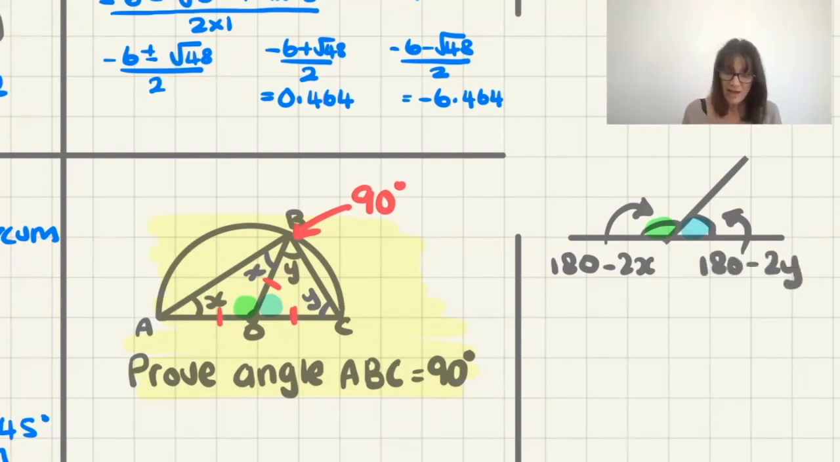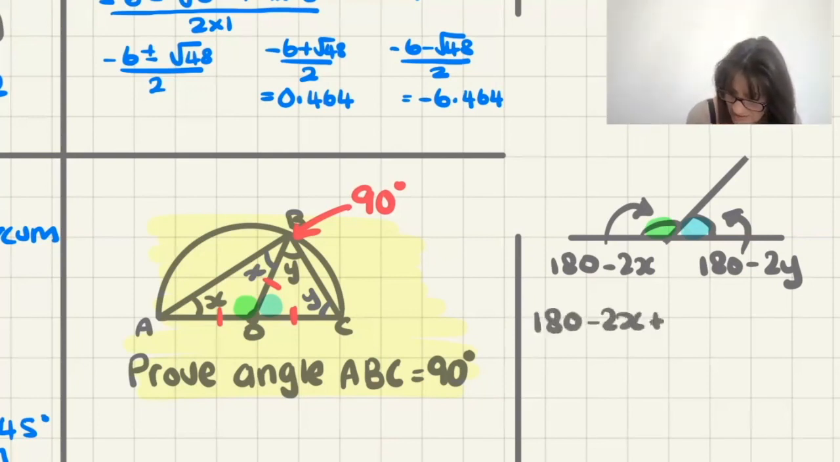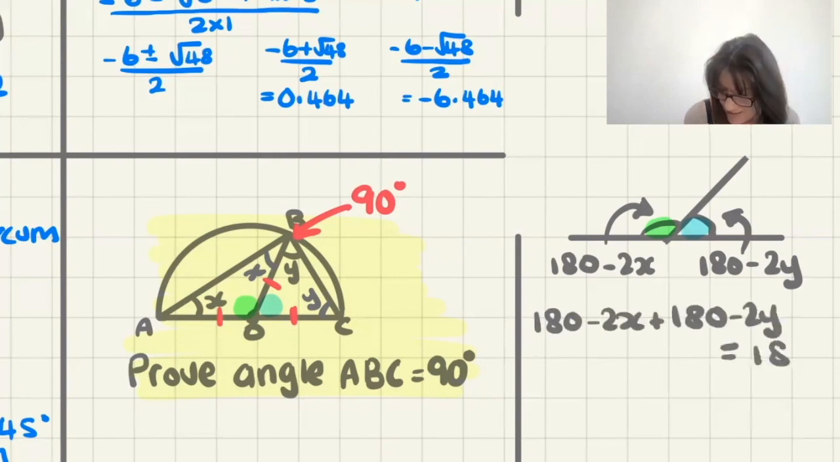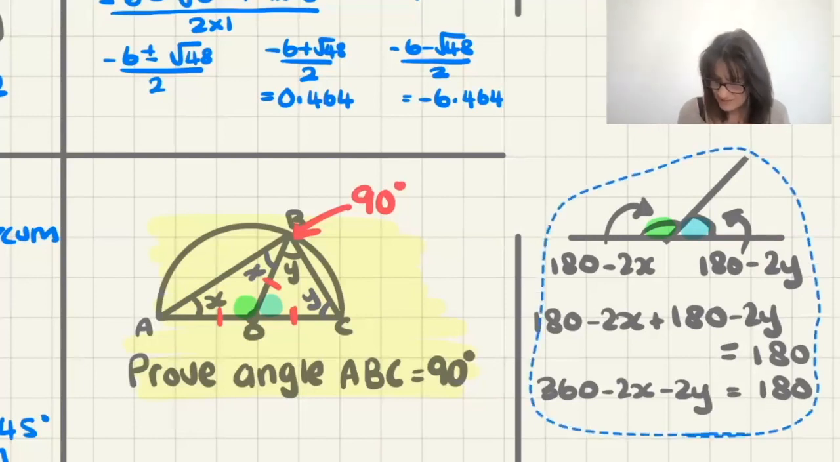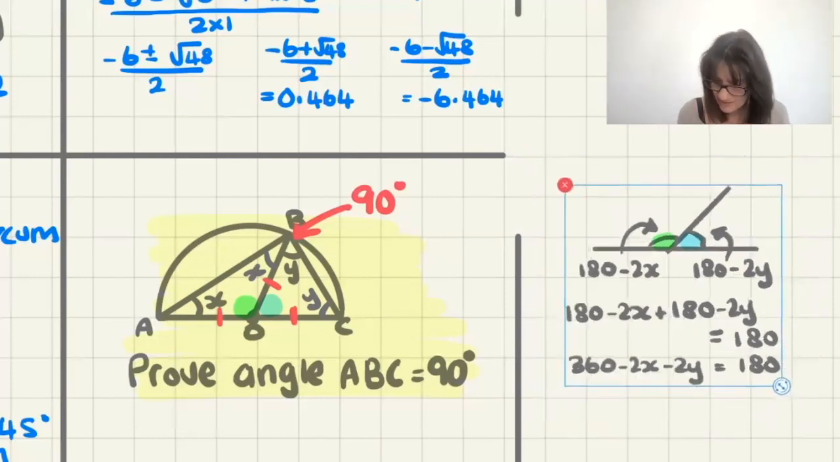Now together, I can see that those two angles sit side by side on a straight line. So I've got 180 minus 2x plus 180 minus 2y equaling 180. So let's tidy that up a little bit. 180 plus 180 is 360. I've got my minus 2x minus 2y equaling 180. Now, I'm just going to make this a little bit smaller so I've got some room and we can keep everything close together.